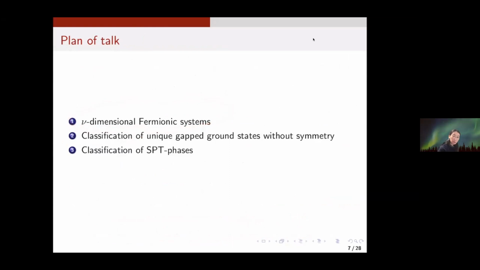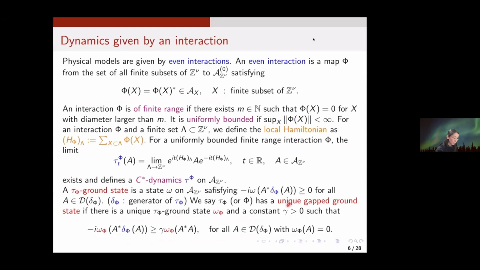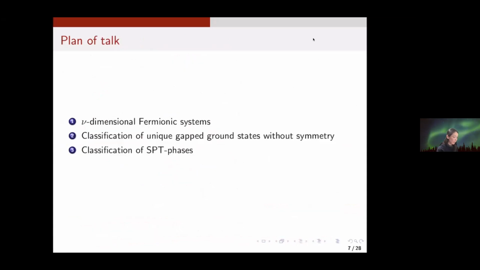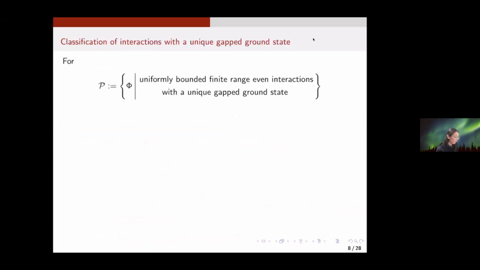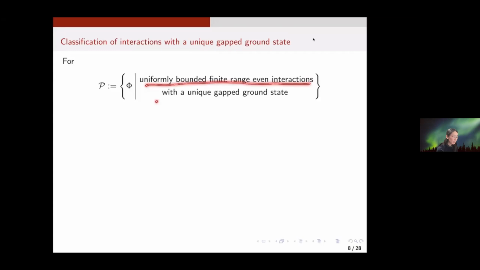Now, I'd like to move to a classification of unique gapped ground states. So I just introduced the unique gapped ground state, and what we are interested in is the interactions with a unique gapped ground state. That is what we are interested in this talk. And first, I start with the classification of unique gapped ground state phases without symmetry. So let me start. A classification of interactions with a unique gapped ground state. Here, what we would like to classify is this thing, namely uniformly bounded finite range even interactions with a unique gapped ground state.